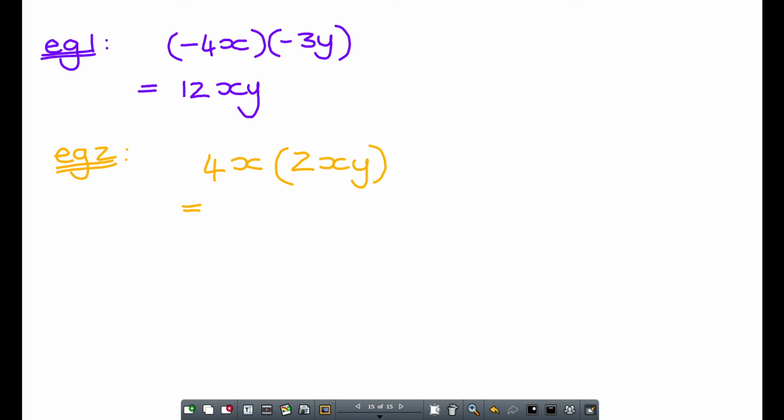Okay, so let's use the same steps. We first multiply the coefficients. So 4 times 2 is going to give me 8. And now x times xy will become x to the power of 2 or x squared y. So again, you'll see that the variable changed. Okay, but that only happens when we multiply or divide. Right, now we can step it up a bit. What happens if I give you a fraction?